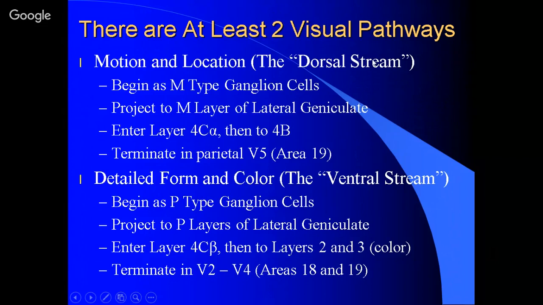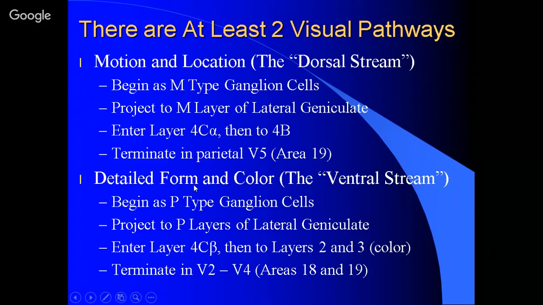And they, of course, use terms like dorsal stream. We would just call it the dorsal pathway or the ventral system. But here you have, and again, from last year's talks, the magnocellular neurons in the ganglion cell layer, and they project to the magnocellular layer of the lateral geniculate, and they project to layer 4C alpha, and then to 4B, and then they go into V5, the visual area 5. This is up in the parietal area for motion. And then you have a second pathway, they call it the ventral stream.